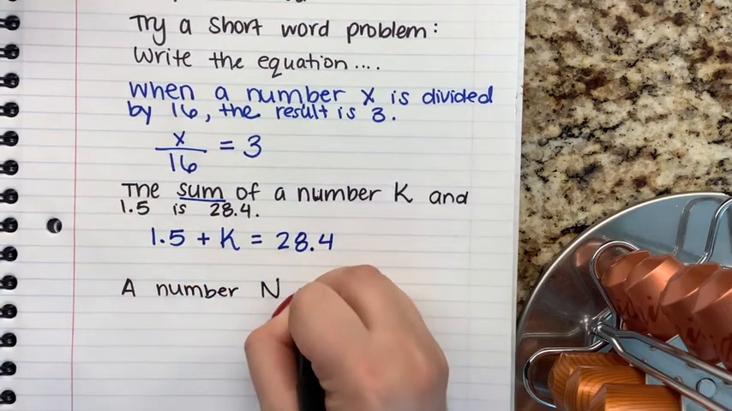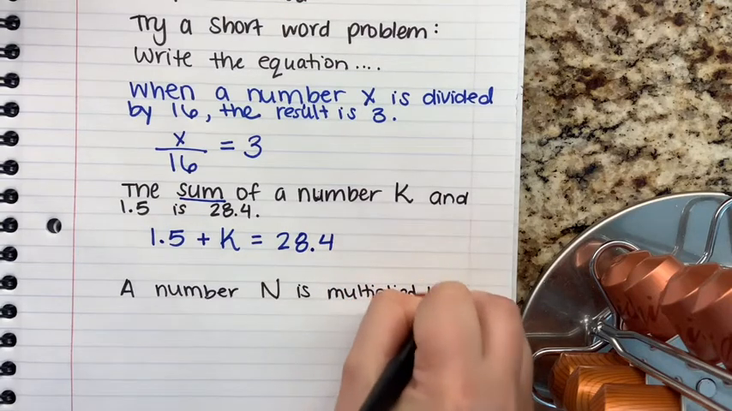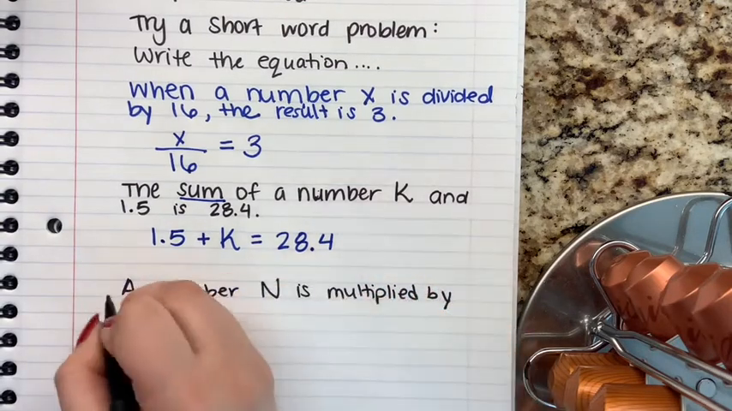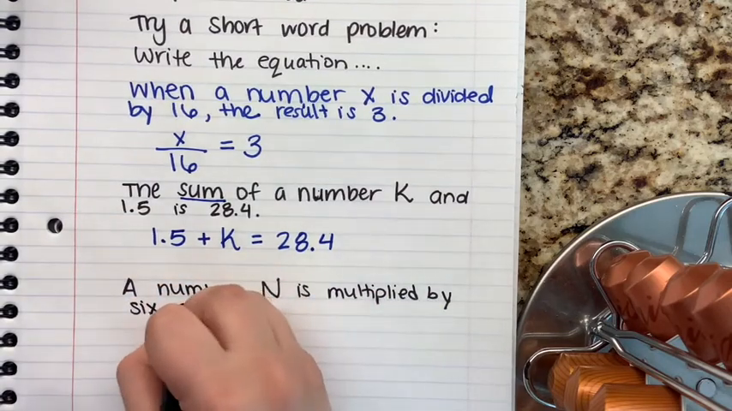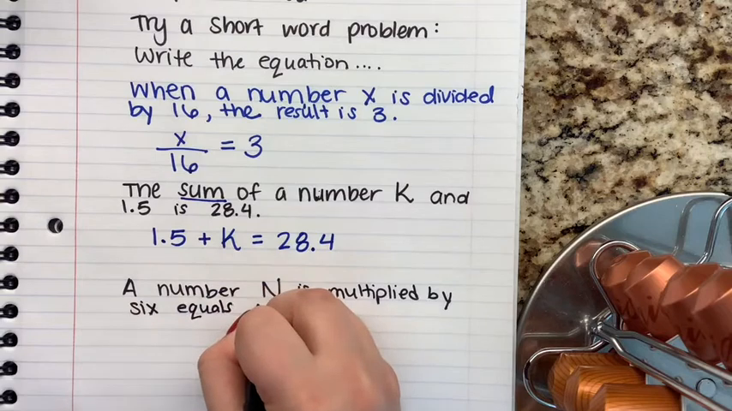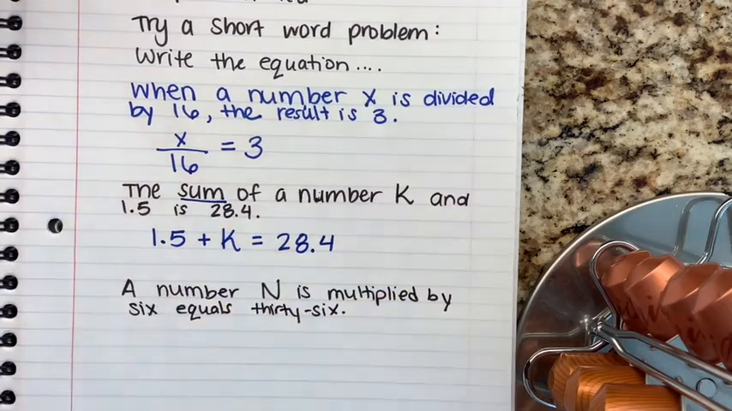A number n is multiplied by 6 equals 36. So notice in this one, something that has changed is my number values are actually spelled out, but we're not going to let it throw us off at all.